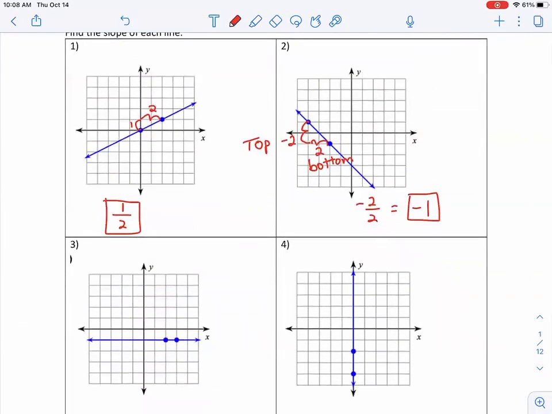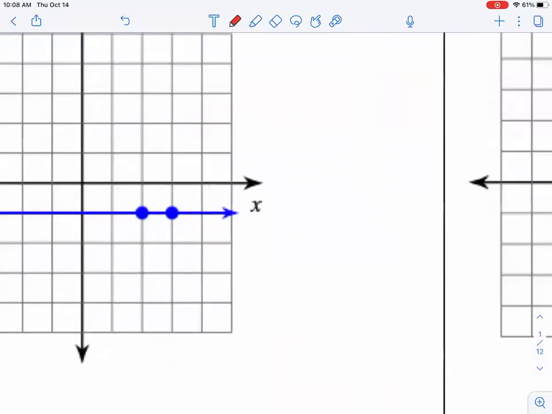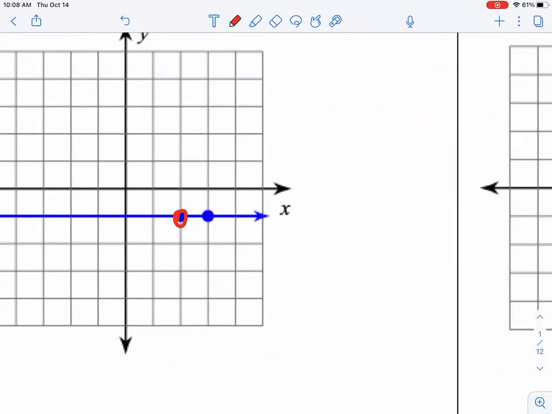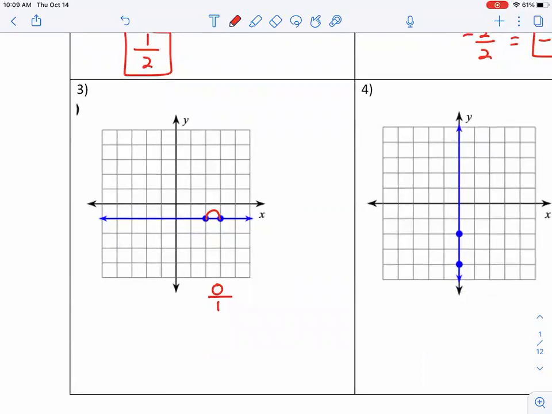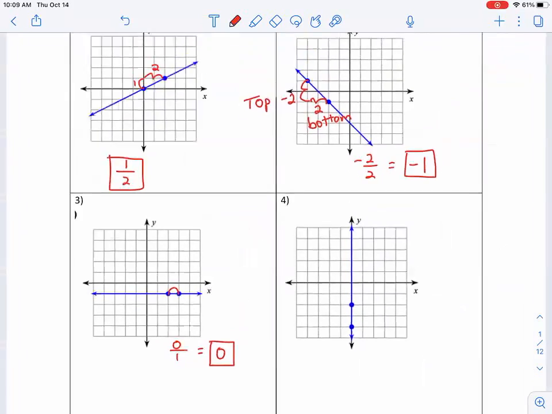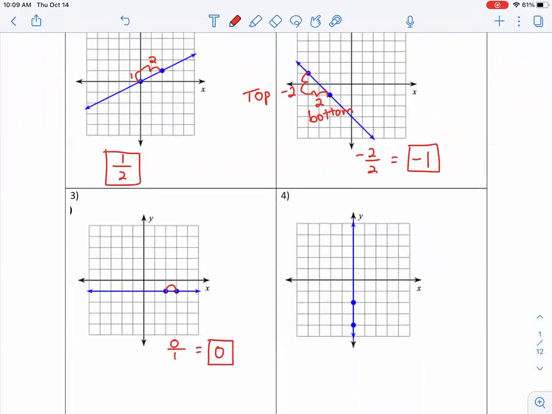Any questions on those two before I do the next ones? Because the next ones are a little bit different because they're horizontal and vertical lines. So to do problem 3, to get from this point to this point, I would not go up or down, so the rise is 0. And the run is 1. And 0 divided by 1 is 0. In fact, any horizontal line will have a slope of 0 because they'll always have a rise of 0. So the top of the fraction will always be 0.